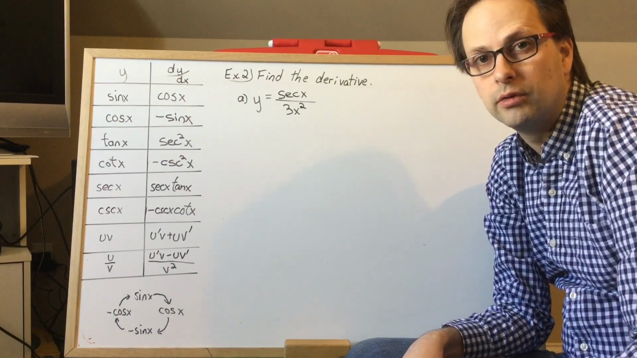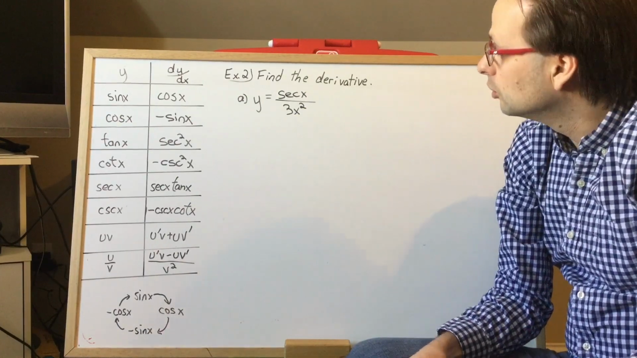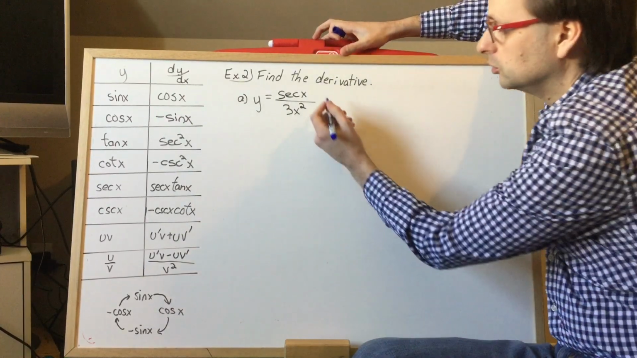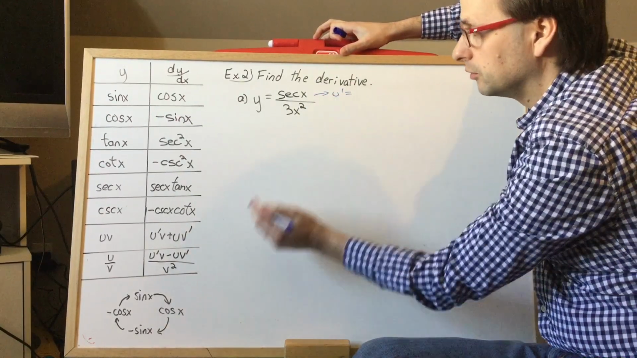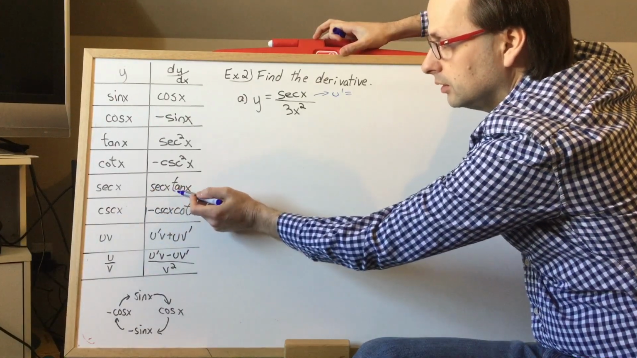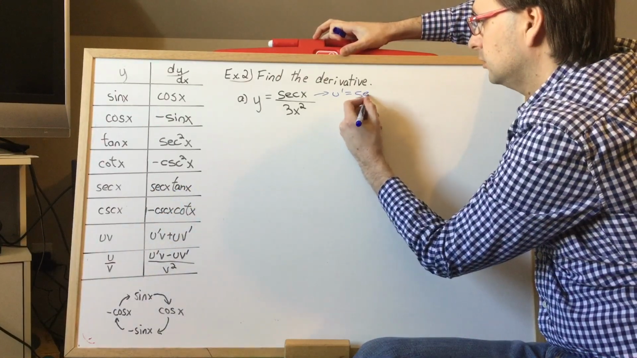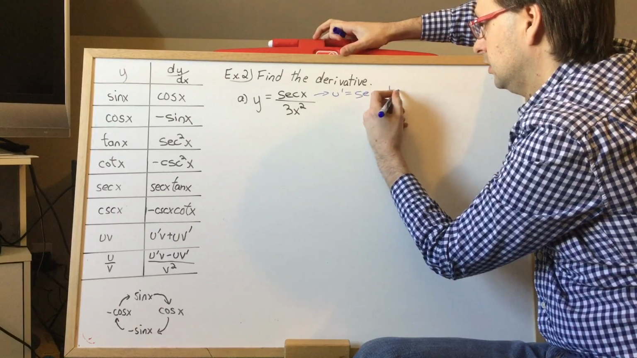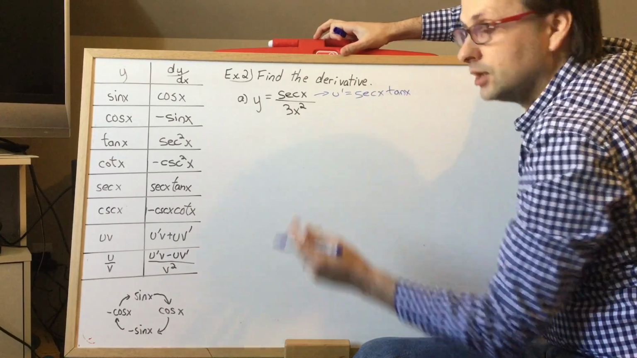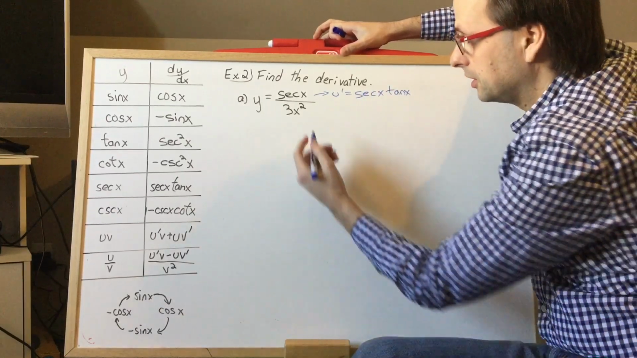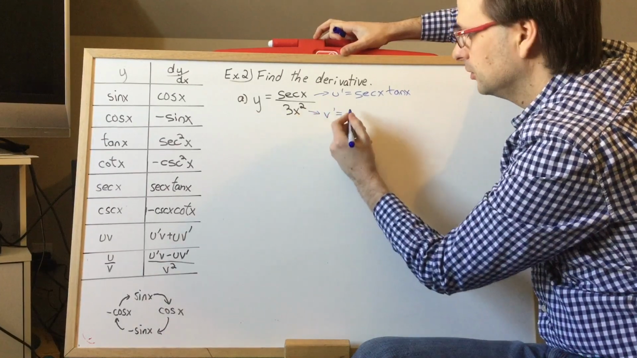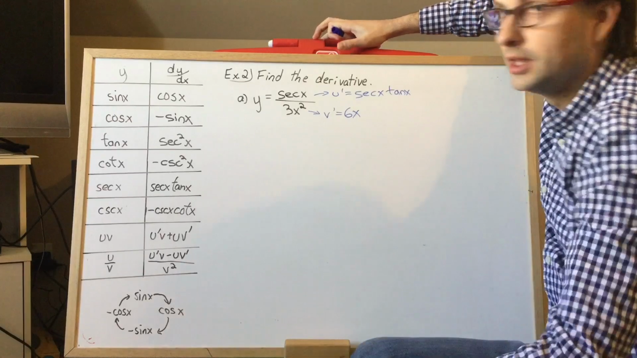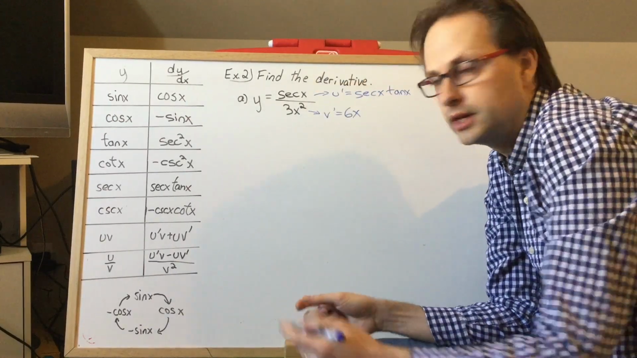We've got secant x over 3x squared. So clearly this is going to be a quotient rule. I'm going to have to figure out what the derivative of secant x is, and I've got it right here. It's secant x tan x. It's a bit of a mess, but we just roll with it. 3x squared, no big deal. That becomes 6x. Now we're ready to differentiate.